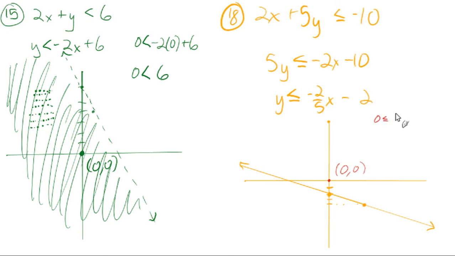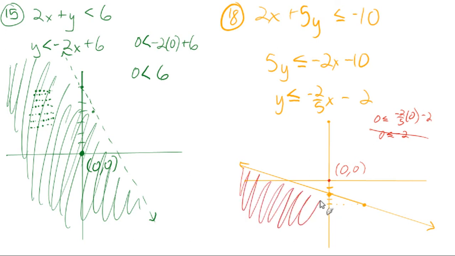0 is less than or equal to negative 2/5 times 0 minus 2. Is this going to come out to be true? Let's see. Is 0 less than negative 2? No, it's not. So that doesn't work. This is not a solution, so this should not be shaded, so this should be down here.